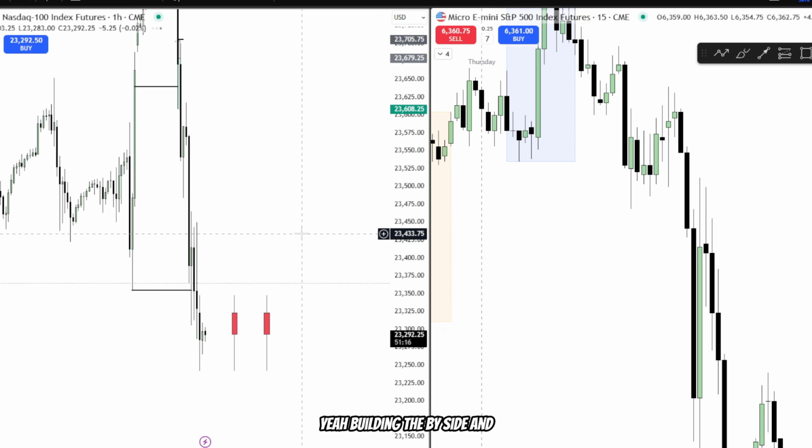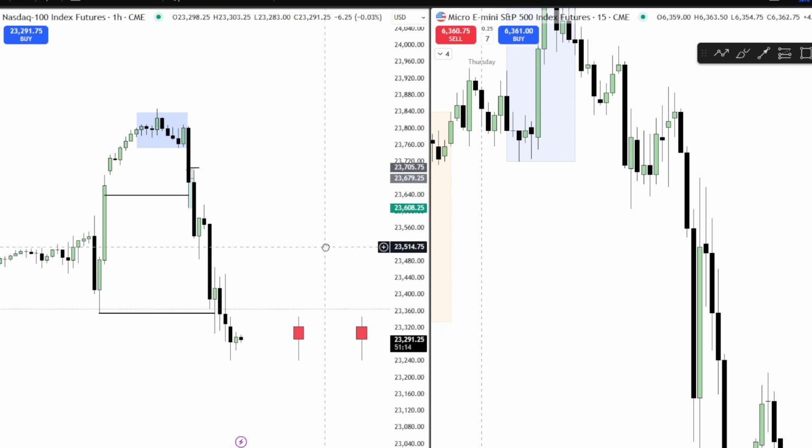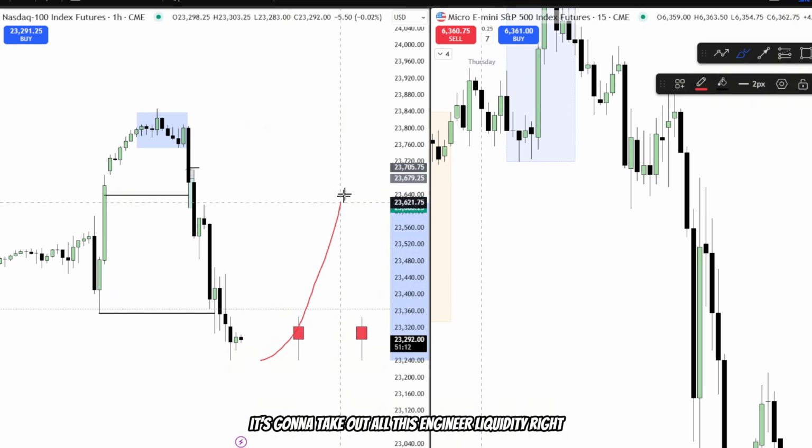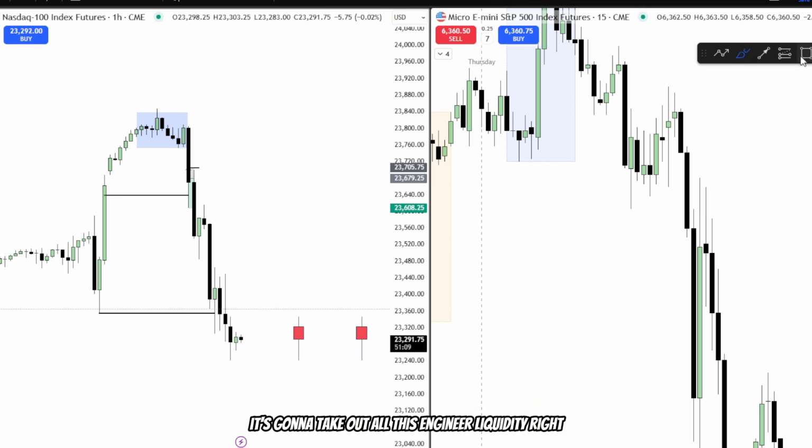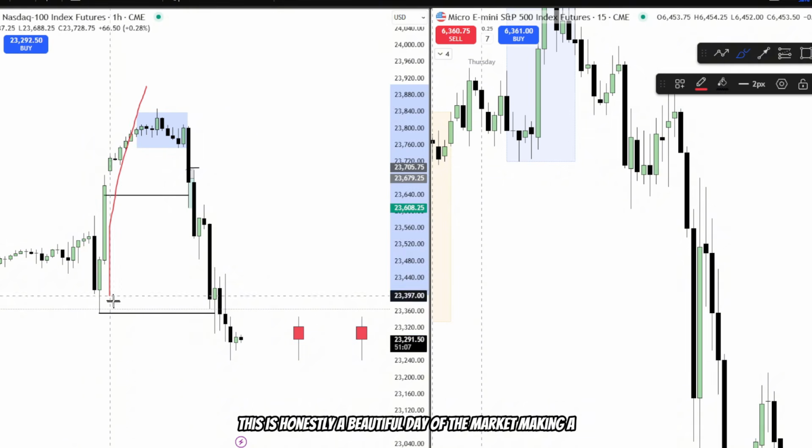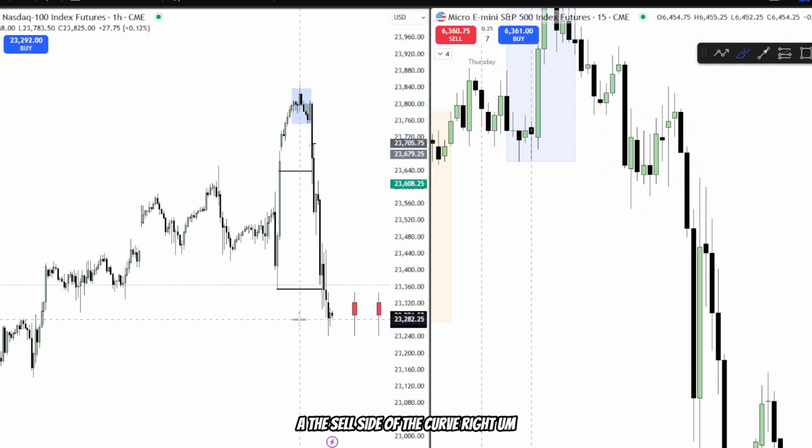Building the buy side, and what is the buy side going to do? It's going to take out all this engineered liquidity, right? This is honestly a beautiful day of the market making the sell side of the curve, right?